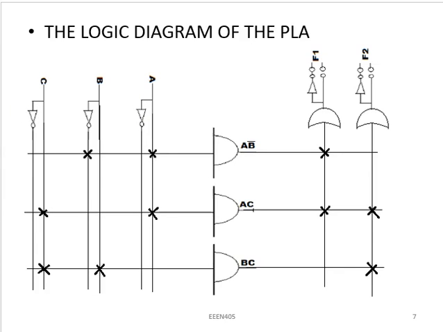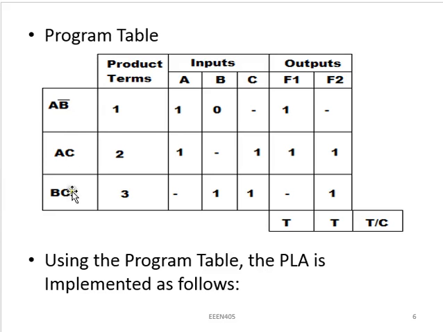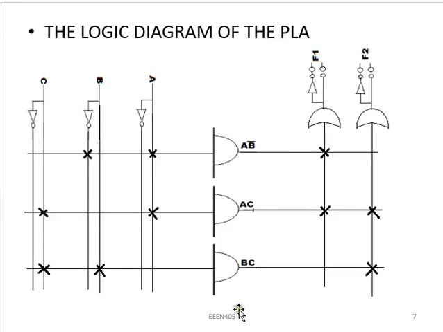Then I do the same thing for B, I do the same thing for C. And from my program table, I know that I have 3 products, and these 3 products will be represented by 3 AND gates. Then, I know that the functions given to me are 2, F1 and F2, so I have 2 OR gates with their lines going vertically downwards.